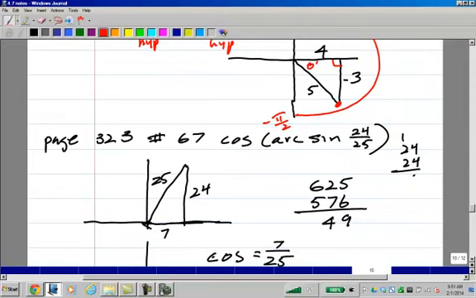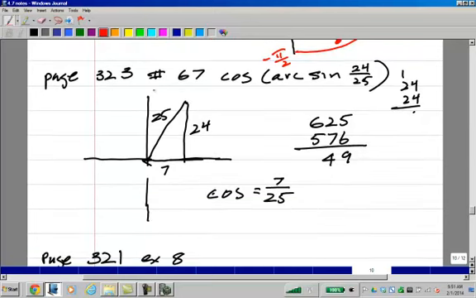So, page 323, number 67, the cosine of the arcsine of 24 over 25. Okay, the arcsine is limited to here. So even though there's 2 places, quadrant 2, the sine could be 24 over 25, but for the arcsine, it can only be here. Why? Because I'm restricted in my output to quadrant 1 or quadrant 4. And the only quadrant in which the sine is positive is here. So I've got to figure out what the angle is.